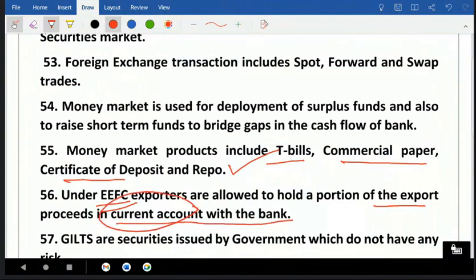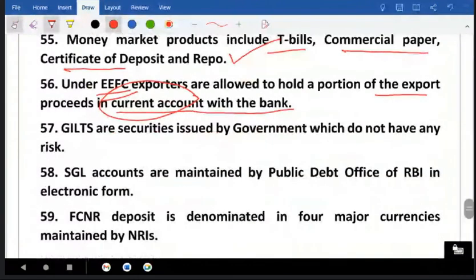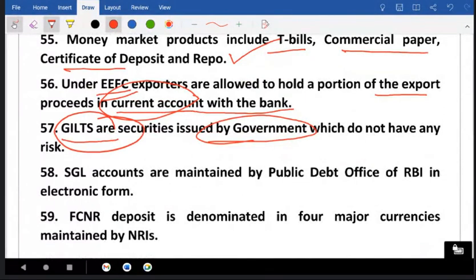GILTS. Now, a very important point has come here. GILTS are securities issued by government only. Keep in mind, this question can be asked. GILTS are securities issued by government which do not have any risk, meaning zero risk.